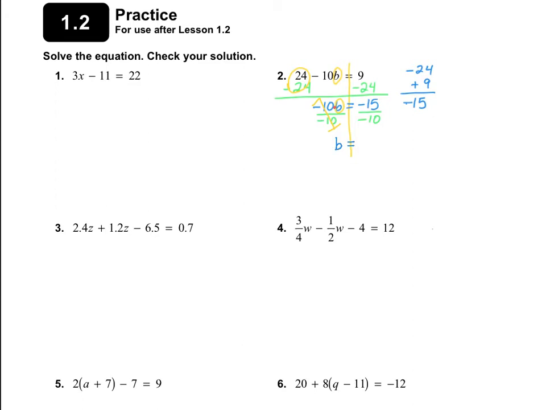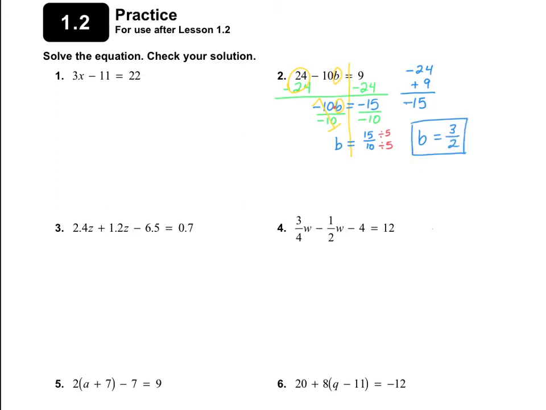Now we have negative 15 over negative 10, so that's positive 15 over 10. And always simplify if you can, so we can divide by 5 on both the top and the bottom. So that means that my answer is b equals 3 over 2.